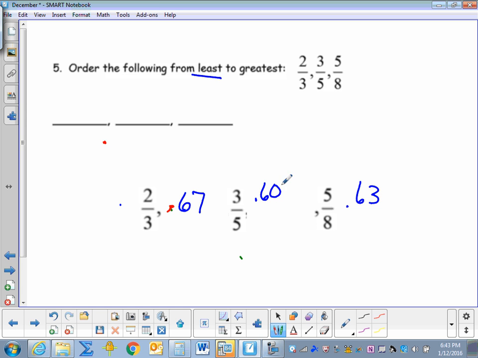What's the least one? The 60 cents, or the 3/5. The middle one's 63, or 5/8. And the largest number is the 67 cents, or 2/3.